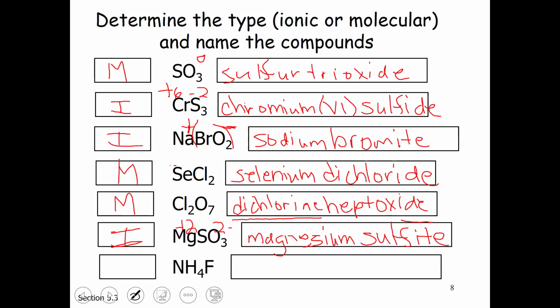Finally, we have NH4F. Now, initially, sometimes students think this is molecular because nitrogen's a nonmetal, fluorine's a nonmetal, hydrogen is an honorary nonmetal, so hey, it must be molecular. But be careful. Whenever you see NH4, remember, that is a particular cation. That is the ammonium cation. So this is indeed an ionic compound, and we would call this ammonium fluoride.